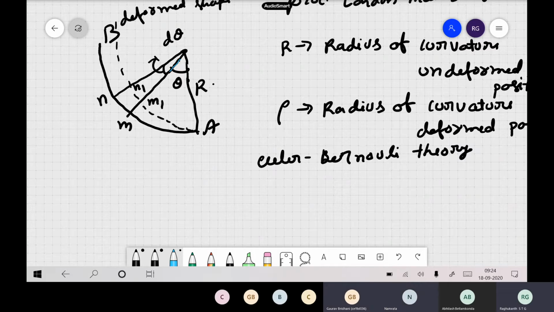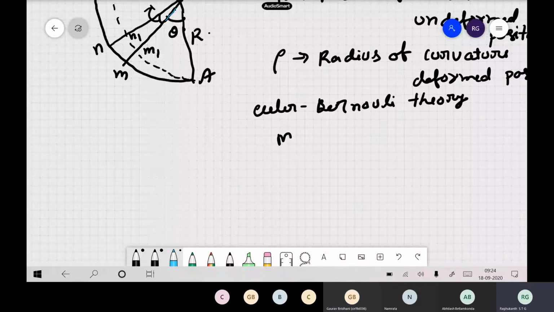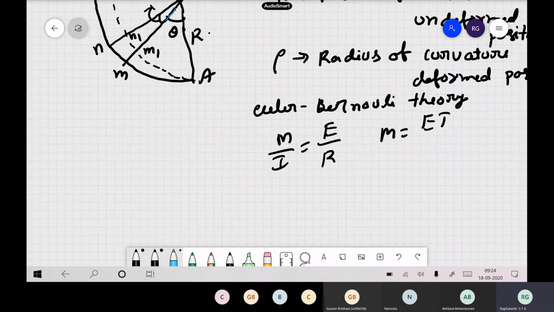See, in the beam, that M by I equals E by R, right? The same concept we use here also. You remember M by I, E by R. Of course, sigma by Y will be there. Anyway, we are not interested. So which means you followed it, EI by R itself.